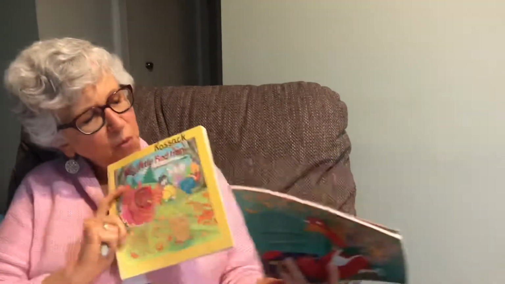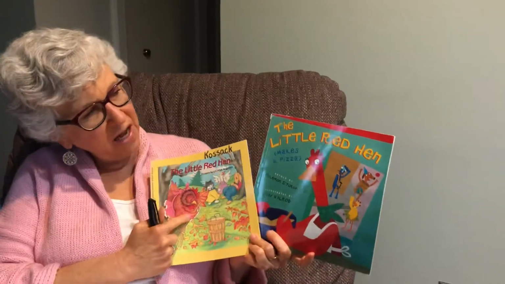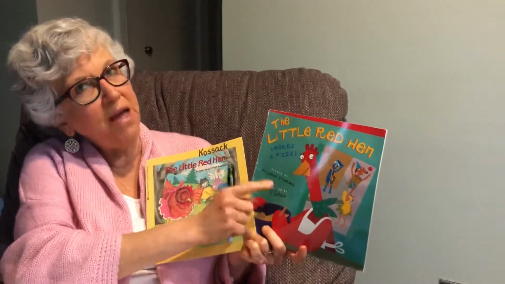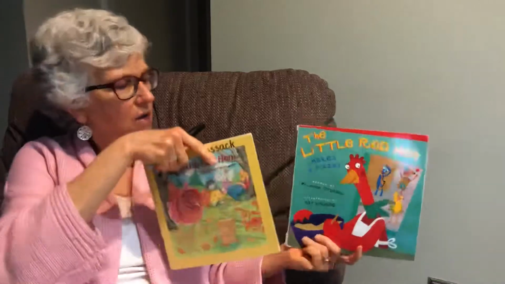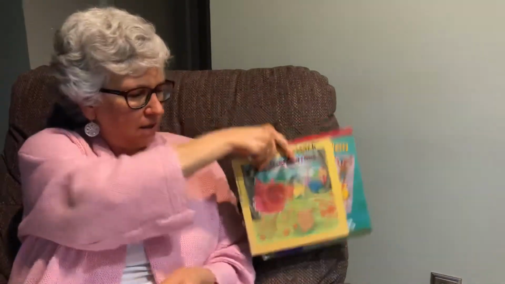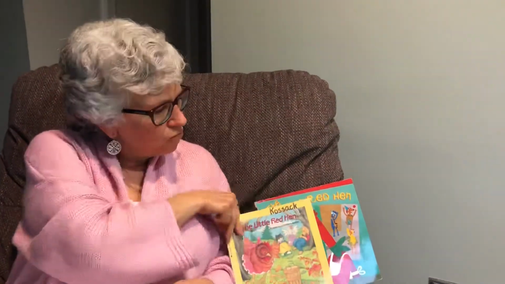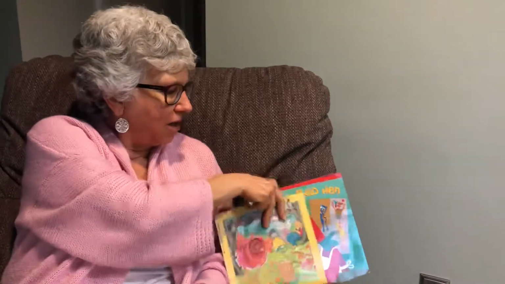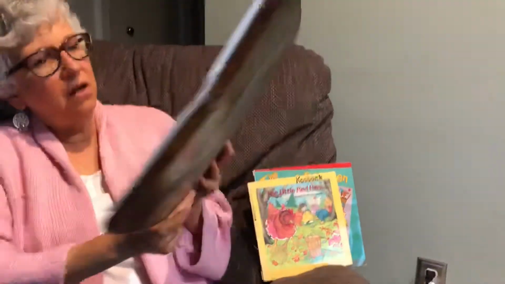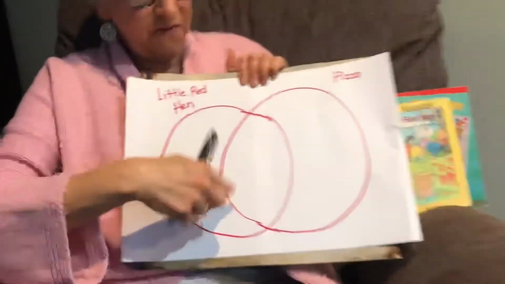Boys and girls, today we're going to do a Venn diagram and we're going to compare The Little Red Hen to The Little Red Hen Makes a Pizza. I'm going to put these here so you can see both of them. All right, so let's take a look. Remember how the Venn diagram works.